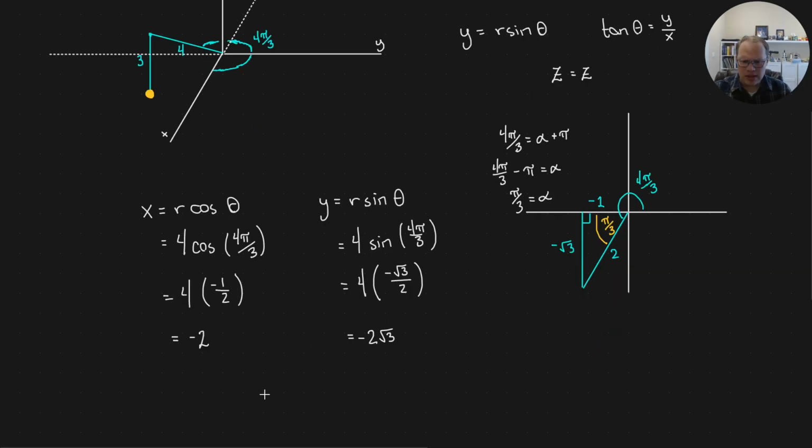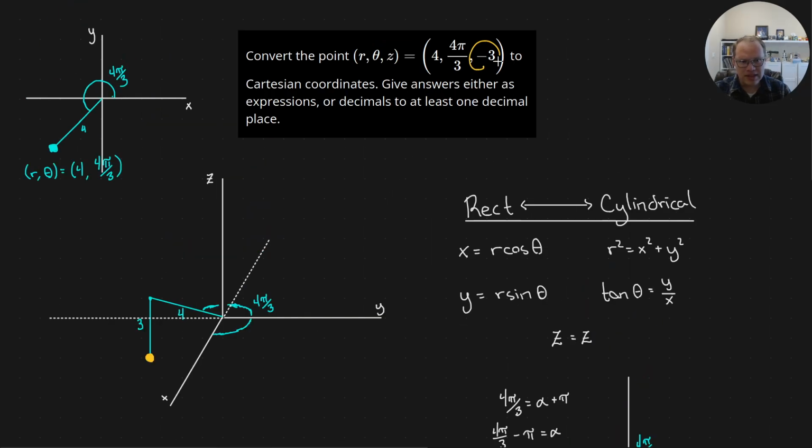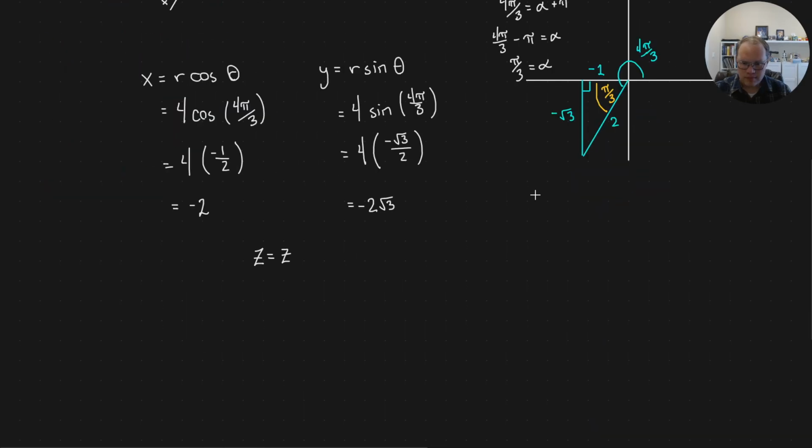And finally, z equals z. What was our z? We go back up here. Z is negative 3. Okay, so we have the x, we have the y, we have the z. That gives us the same point in the rectangular coordinate system or the Cartesian coordinate system. The point that the cylindrical coordinates are referring to, expressed in Cartesian coordinates, is negative 2, negative 2 root 3, negative 3.